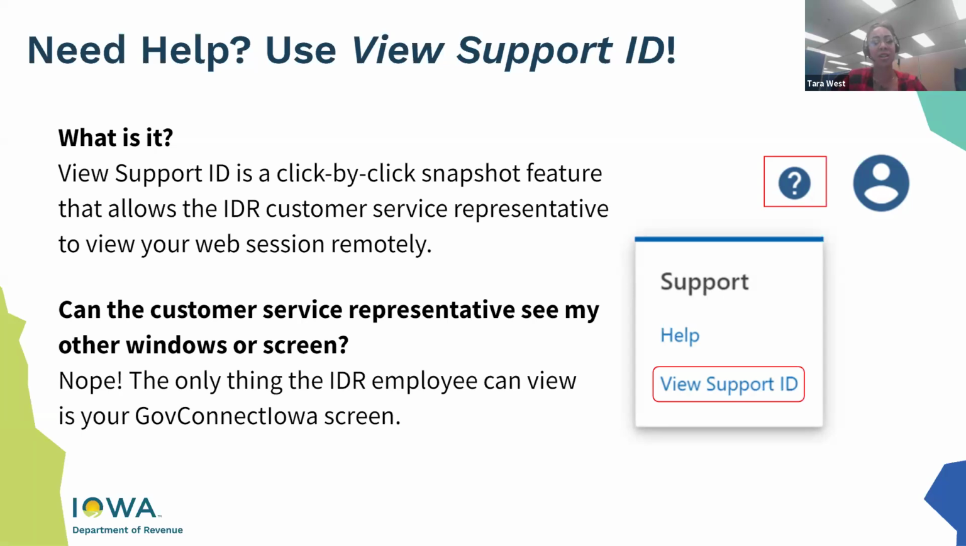To view a support ID, you would click on that question mark that's going to be located in the upper right hand corner of GovConnect Iowa. And once you click that, you'll see you have two options. You have the help, which is going to direct you back to the GovConnect Iowa help, and the view support ID, which you'll provide to typically your taxpayer service representative that's answering the phone.